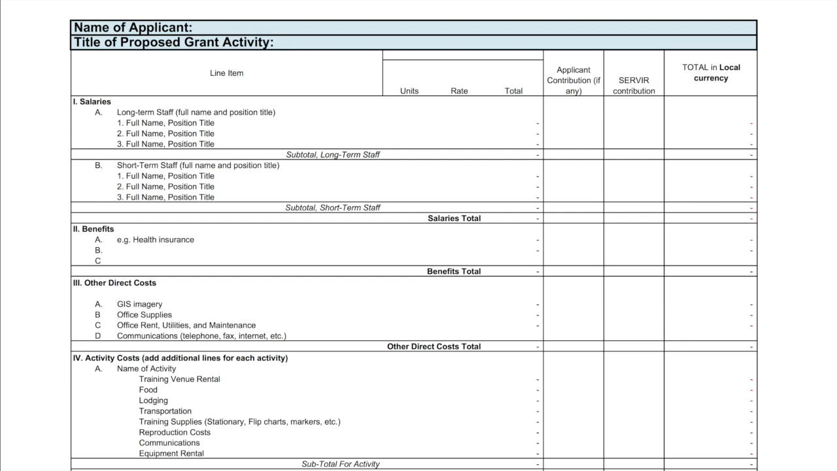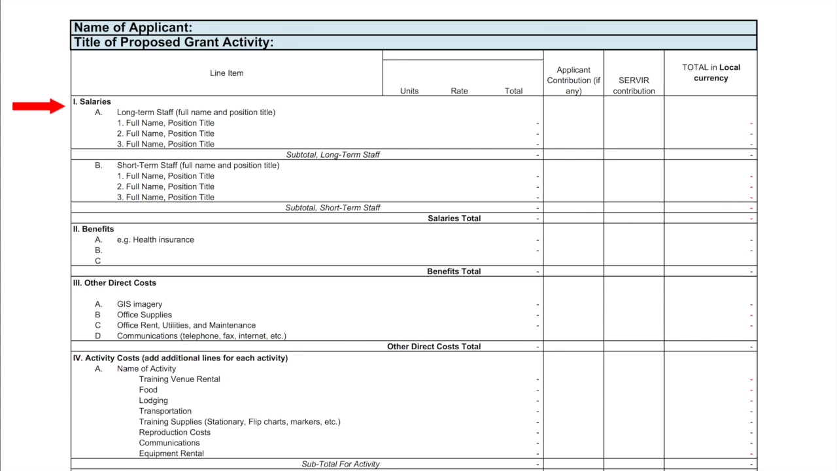The second tab of the budget form is the main detailed budget. We will now discuss each section of this tab. Please note that all costs should be presented in your local currency. First, you are asked to list the name of your organization and the title of the proposed grant activity.